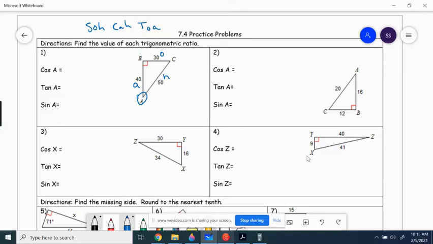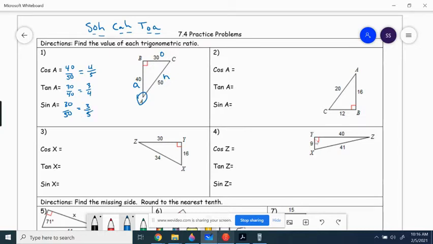So for cosine, we have adjacent over hypotenuse. So that is going to be 40 over 50. Remember to reduce these. We just divide them by 10, so it's 4/5. The tangent of A, tangent is opposite over adjacent. So that is going to be 30 over 40, which reduces down to 3/4. And the sine is opposite over hypotenuse. So that one is going to be 30 over 50, which reduces down to 3/5.